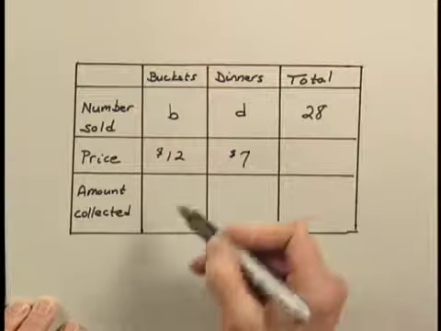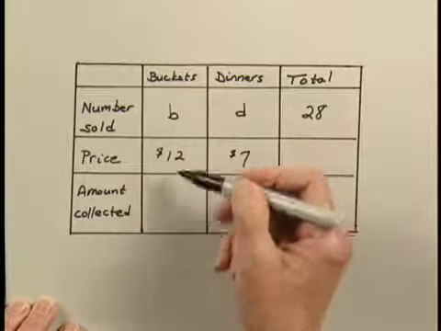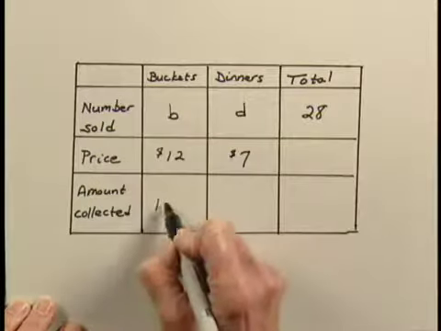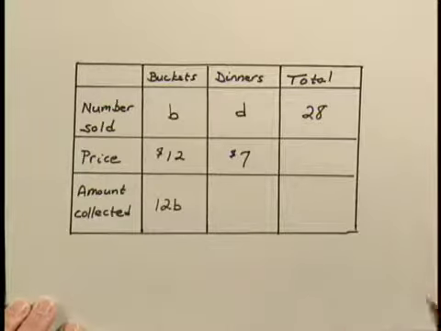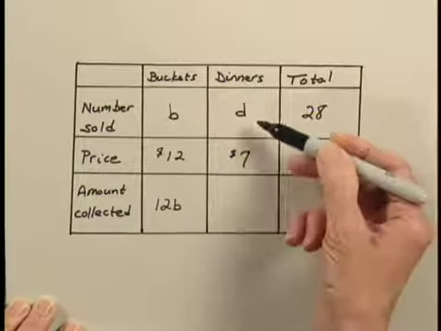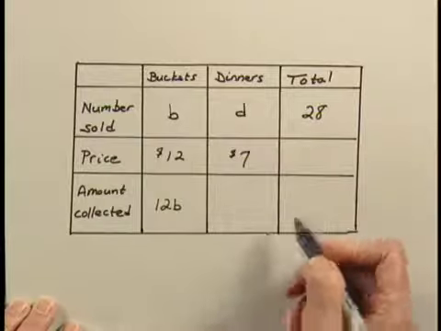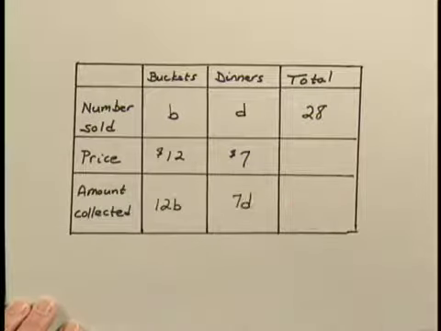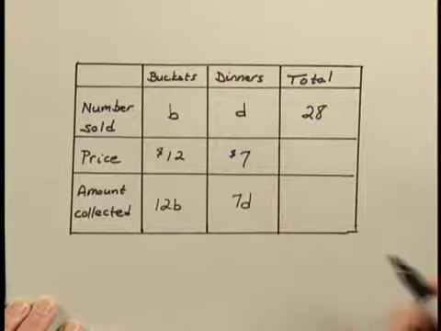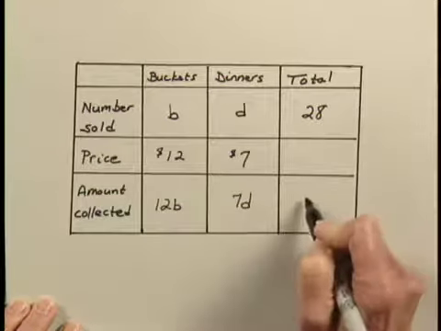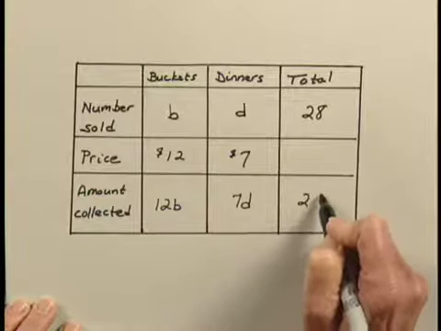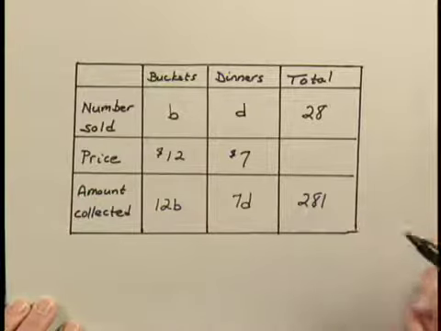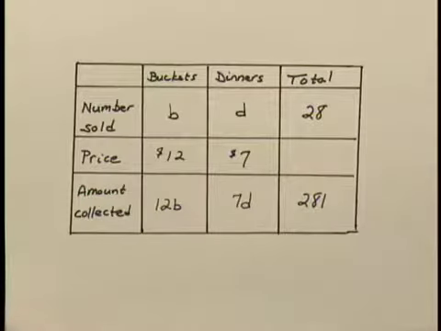The total amount collected if we sell B buckets at $12 each would be $12 times B, or we'll just write 12B here. Selling D dinners at $7 each gives us a total amount collected of 7D. And we were told that the amount collected by the waiters for making these sales was $281. So this is the total amount collected. Now we can use the information in this table to translate to a system of equations. That's the second step in the process.